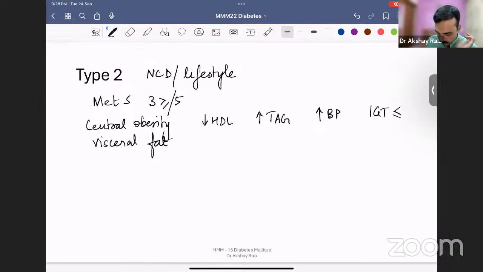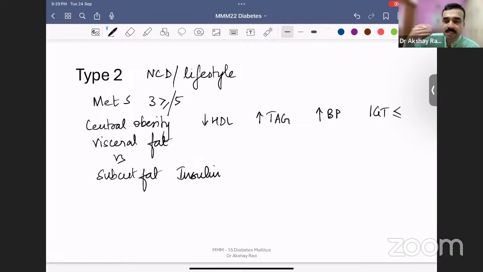So subcutaneous fat is going to respond to insulin every time. So as long as insulin is there, insulin is the boss. Insulin is an anabolic hormone, not a catabolic hormone. So as long as insulin is there, it will not want the fat to be broken down. Insulin wants to build things.